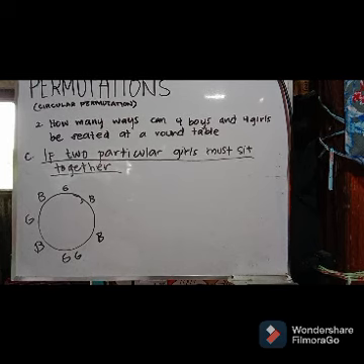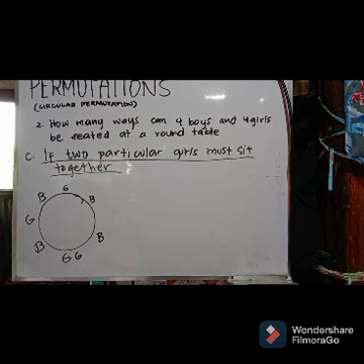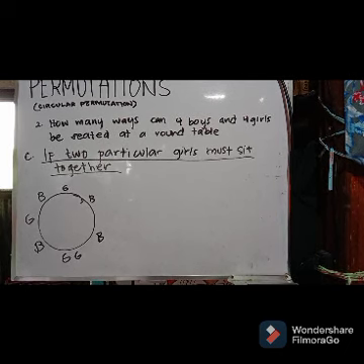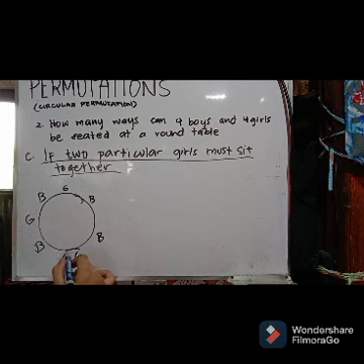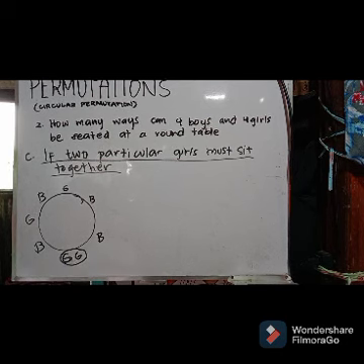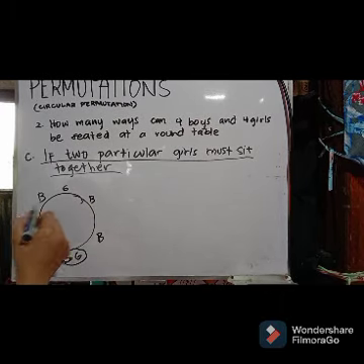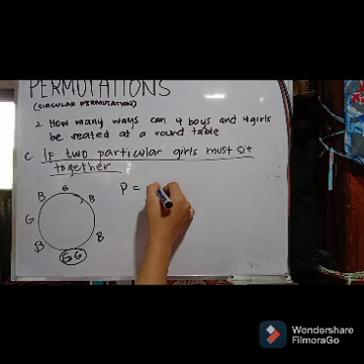And for the last condition in this circular permutation problem, if two particular girls must sit together. Now, there are 8 people around the round table. So, there are 4 girls and 4 boys. So, 2 girls must sit together. Now, there are only 7, 1, 2, 3, 4, because they count as 1 because they should be together. 1, 2, 3, 4, 5, 6, 7. So permutation is equal to 7.